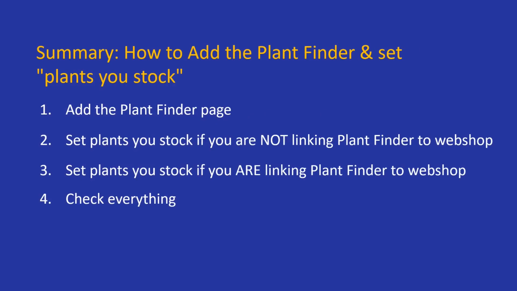In summary, to add the Plant Finder web plugin and set plants you stock, first in Shopify admin, add the Plant Finder code to a new page. Then in the Joy of Plants hub, we'll set which plants you stock. There are different approaches for this depending on whether you're linking the Plant Finder to webshop pages or not. Finally, we just check everything is working.